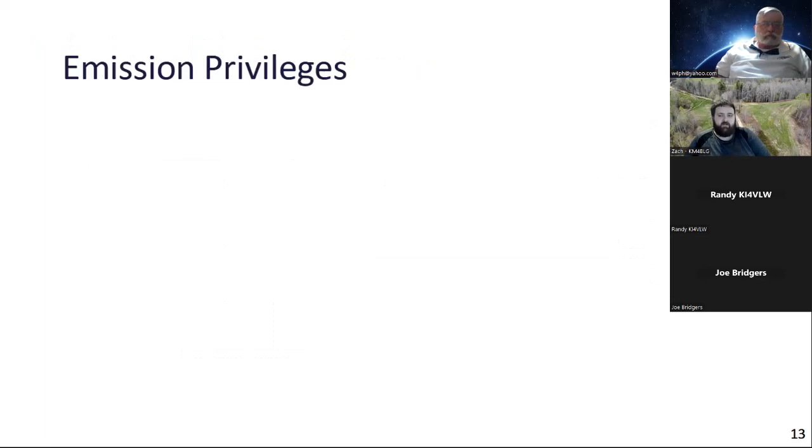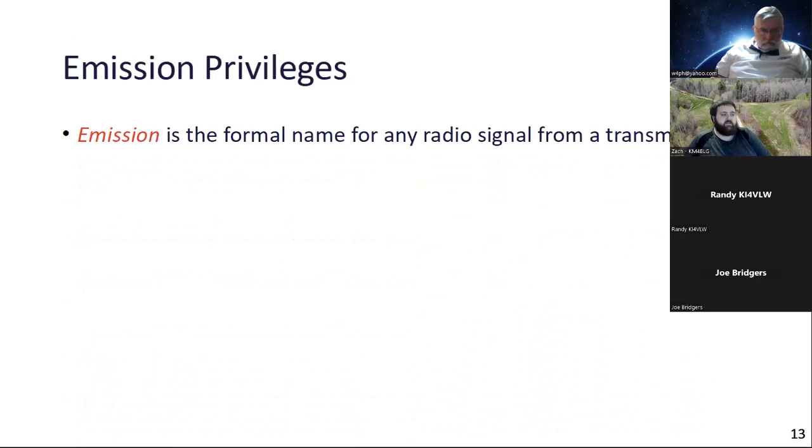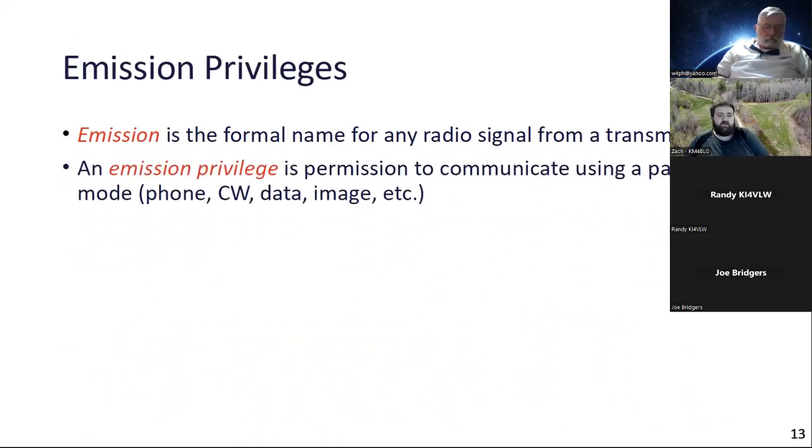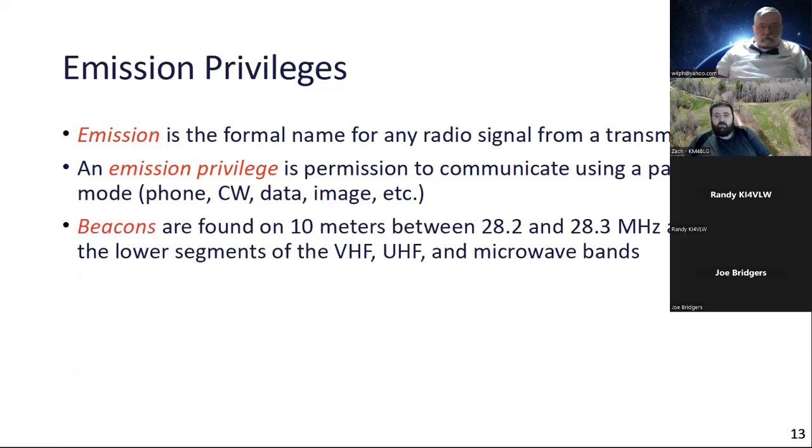So let's talk about emission privileges. We were talking about what types of modes you can operate in. An emission is the formal name for any radio signal from a transmitter. An emission privilege is permission to communicate using a particular mode. Some frequencies you're only allowed to use voice. Some frequencies you're only allowed to use digital. Some frequencies you're only allowed to use Morse code. And that's what those charts are good for. It'll tell you what you can use and where. Some of them you can use just about anything. It just depends on the frequency.